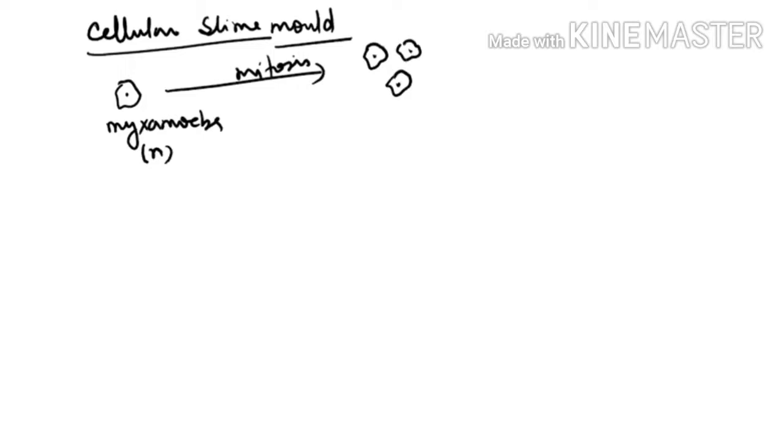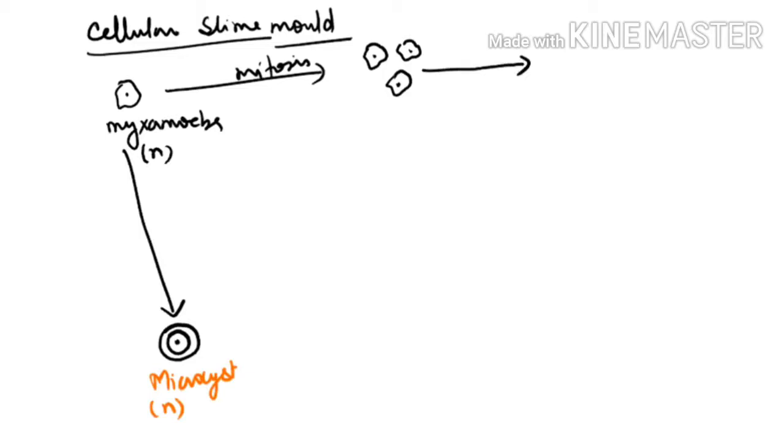And if the myxamoeba does not want to divide, then it will make a thick wall around it. This structure is known as microcyst. Ploidy of microcyst will be n. Under the condition when the food supply is exhausted, the chemical stimulus will be there, and that chemical stimulus will be like cyclic adenosine monophosphate or acrasin.